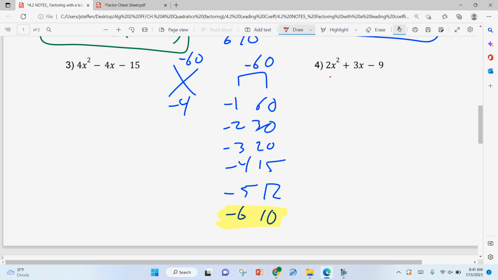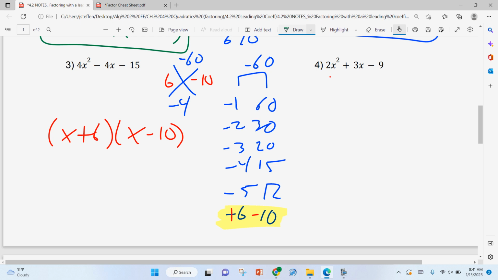So remember, all you have to do is go back and change both of your signs. So positive 6, negative 10. And again, take this time to double check. 6 times negative 10 is negative 60. 6 plus negative 10 is negative 4. Someone's going to miss one of these, and I'm going to circle that and say 6 times 5 does not equal negative 60 or something like that. So we have x plus 6, x minus 10.